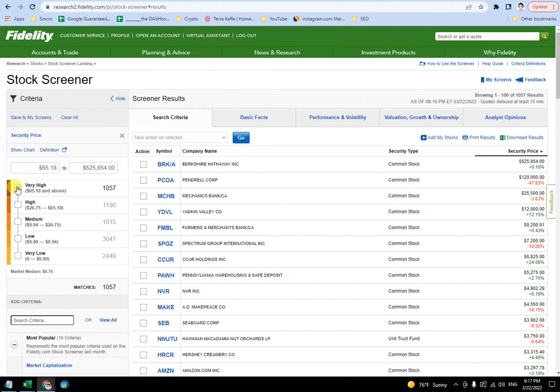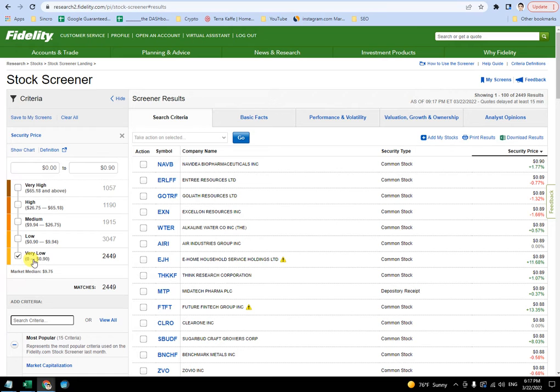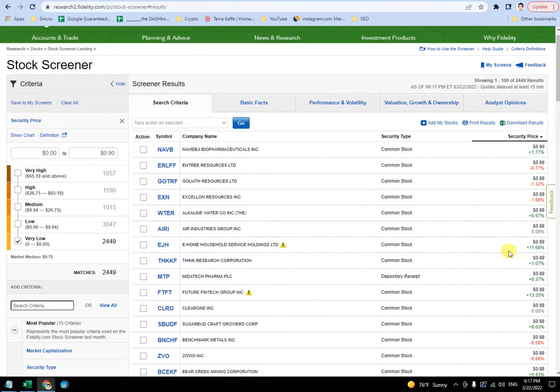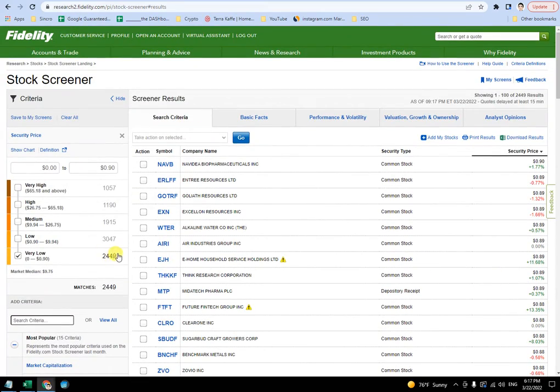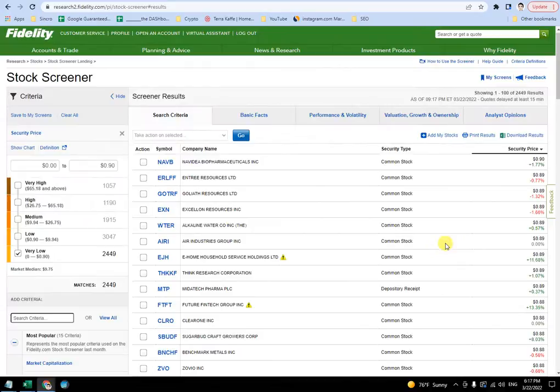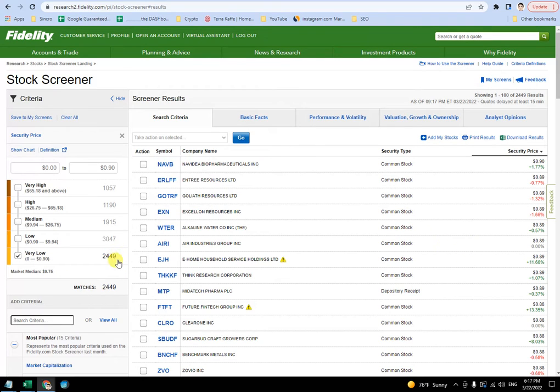And if you don't want to look at the really high ones, you can also look at the bottom ones. So stocks that cost $0 to 90 cents. And it will start with the highest one here. So this one's 90 cents, and it will go down the list. Right here again is how many stocks they have in this list. So you'd have to look at a lot: 2,449 stocks. But this can show you how to look at the stocks just specifically off of price.